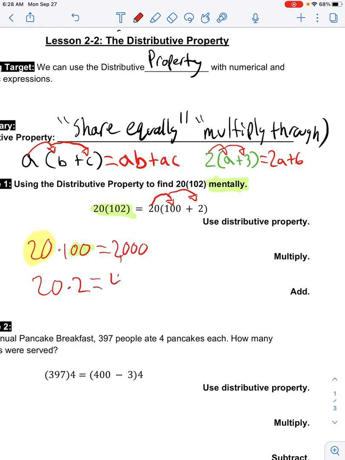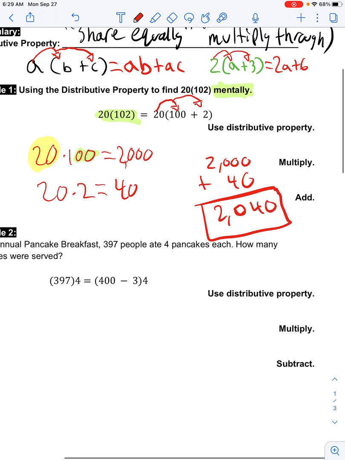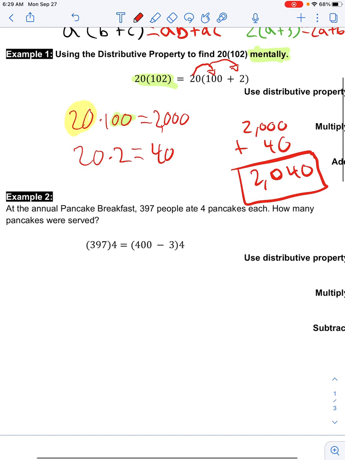20 times 2, I know, is just 40. So now all I have to do is take 2,000 and add 40 to get 2,040 as my final answer. So again, I showed my work because I wasn't just going to do the work in my head. But if you could do this in your head, if you're like, 20 times 100, add 2 zeros, 2,000. 20 times 2 is 40. 2,000 plus 40 is 2,040.